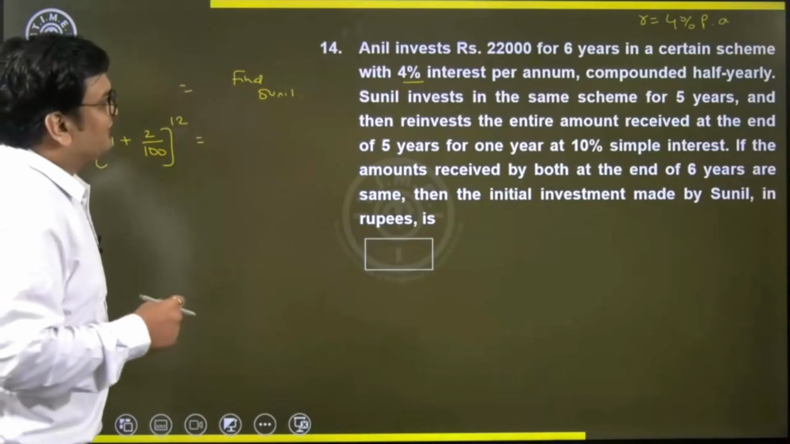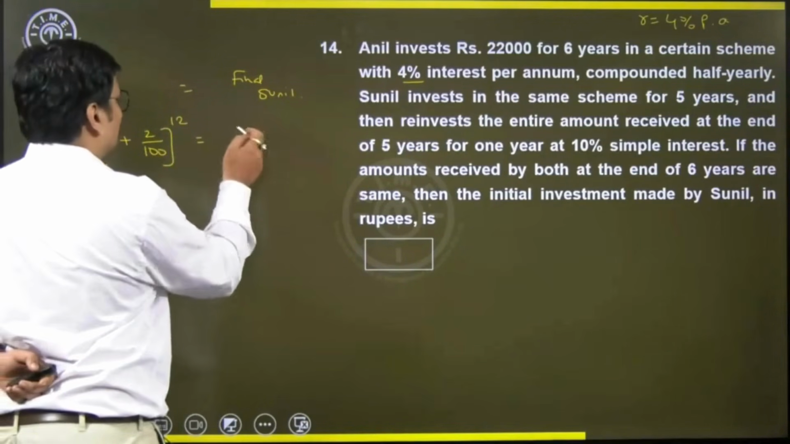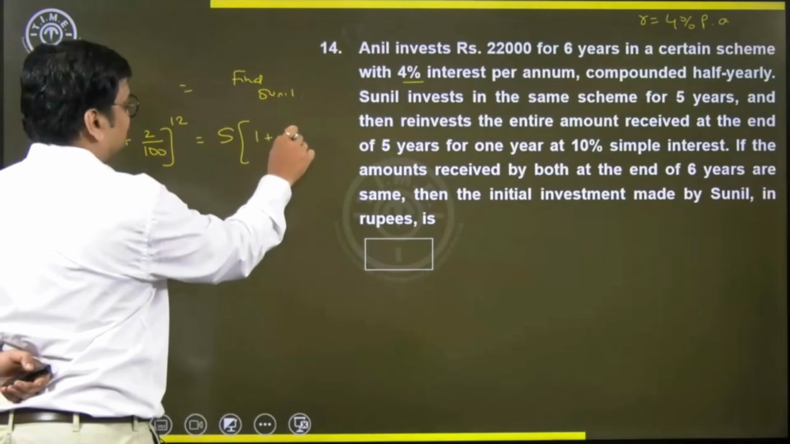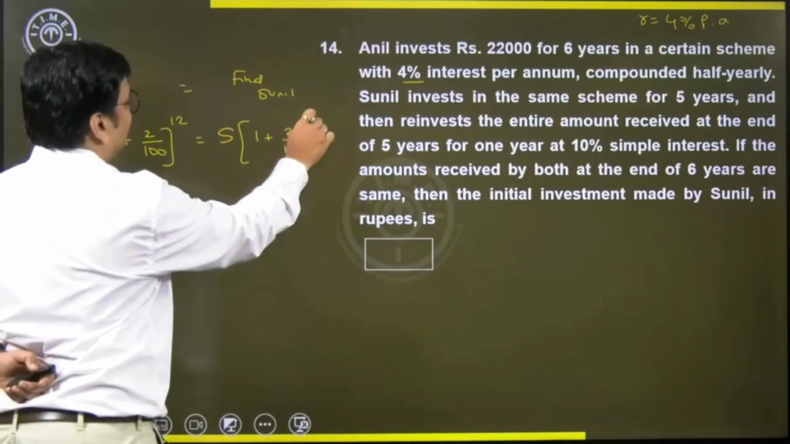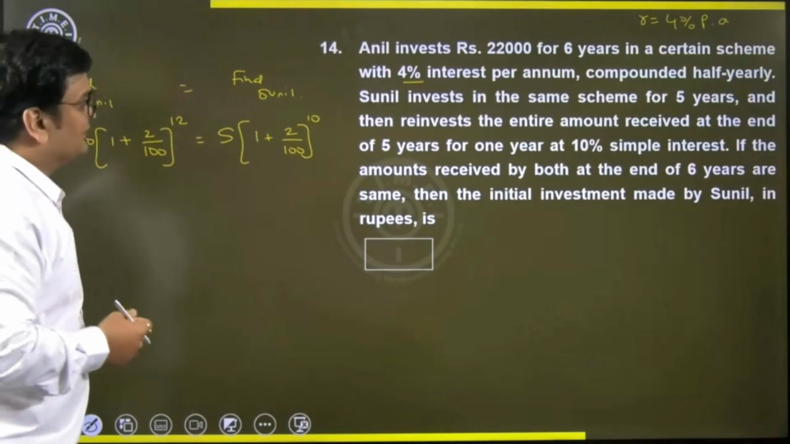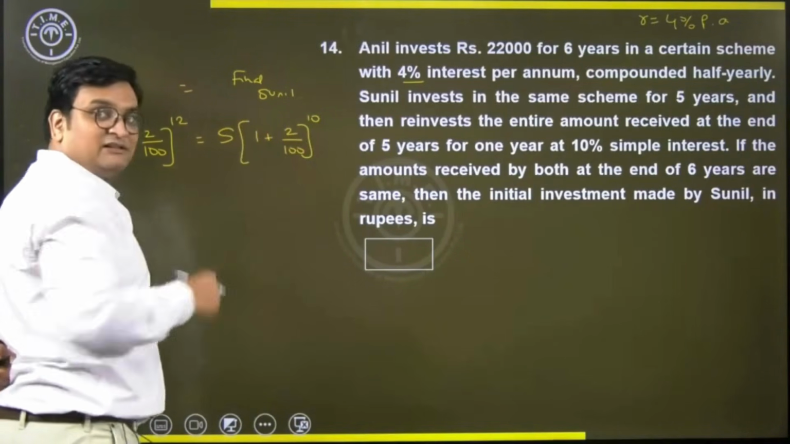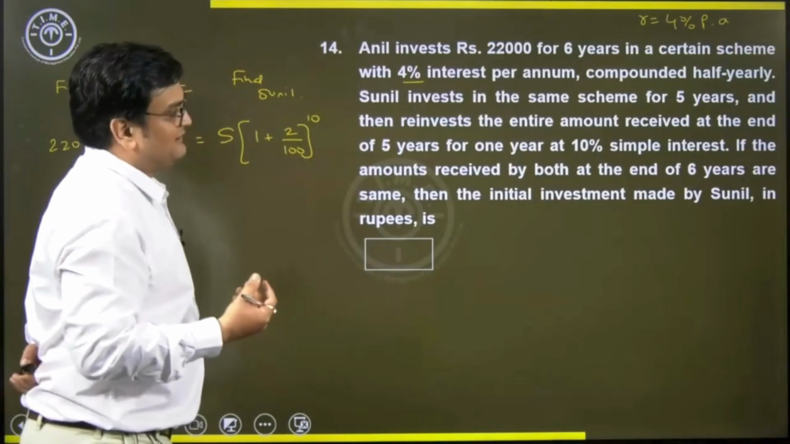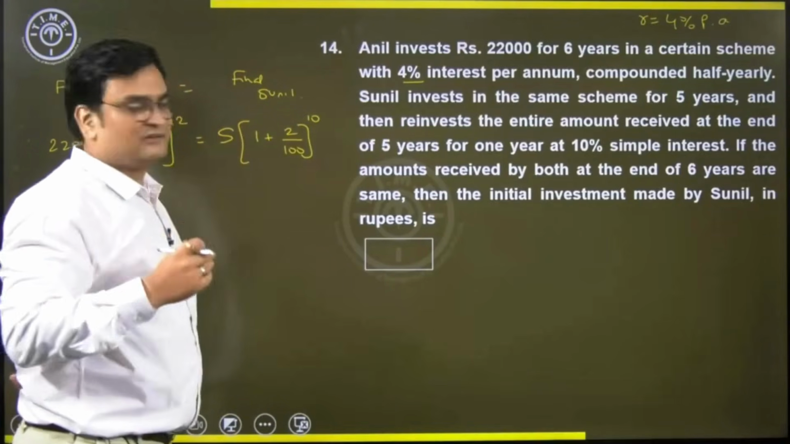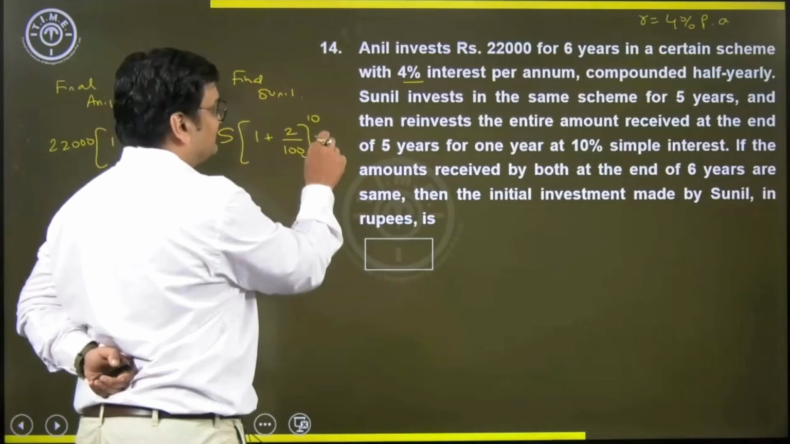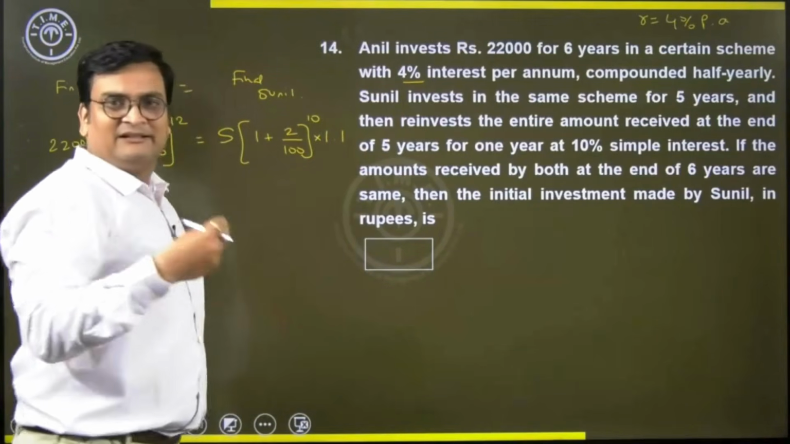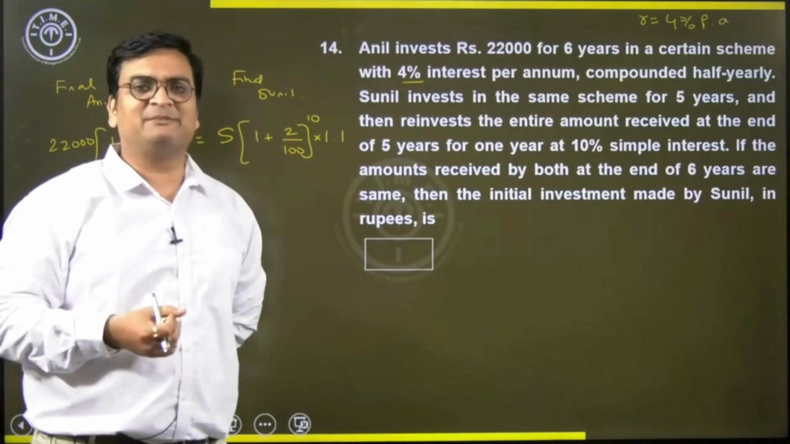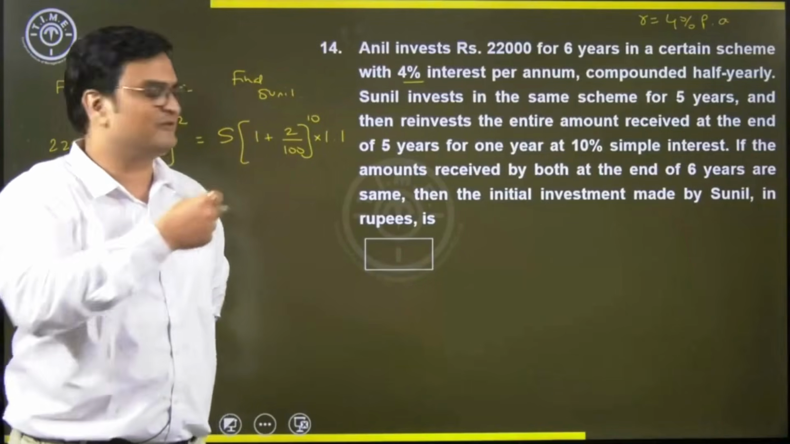What about Sunil? Sunil invested in the same scheme for 5 years. So, suppose he invested S rupees. Same rate of interest, 5 years would mean it would happen 10 times. And then the entire amount that he got after 5 years, he reinvests into SI at 10%. So, what is SI at 10% for 1 year? This is basically into 1.1. 10% increase would mean into 1.1, right? If a value increases by 10%, it becomes 1.1 times the original value.